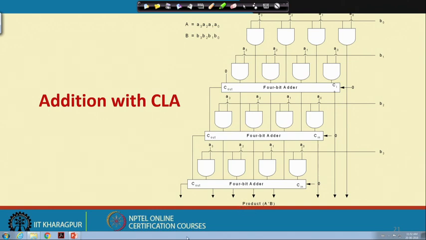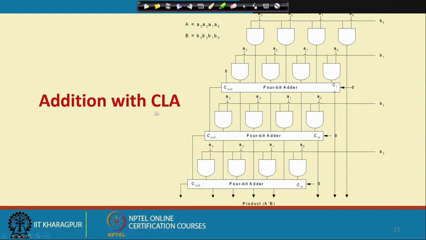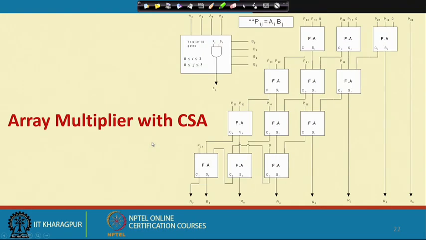So, this is the array multiplication where I am using 4 bit adders which are made by carry look ahead adders. CLA means carry look ahead adder. Then next, what I can do is the same thing.